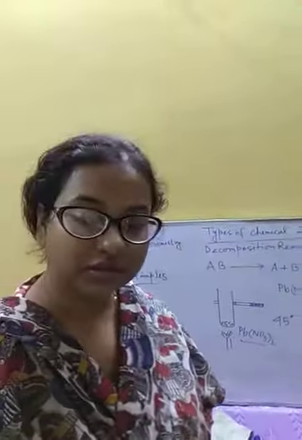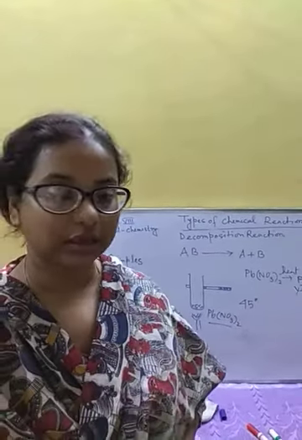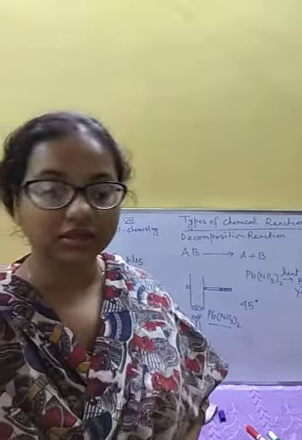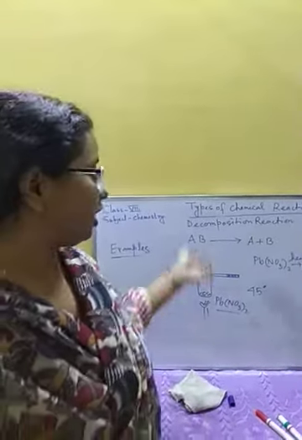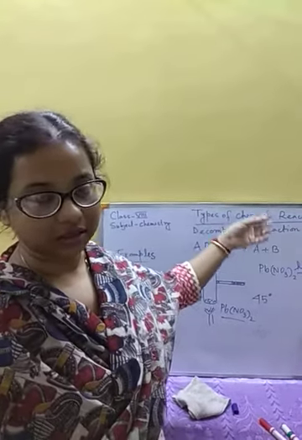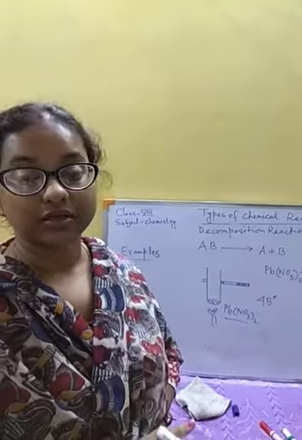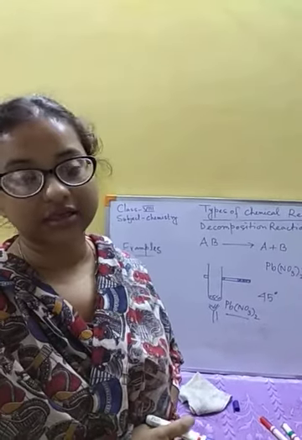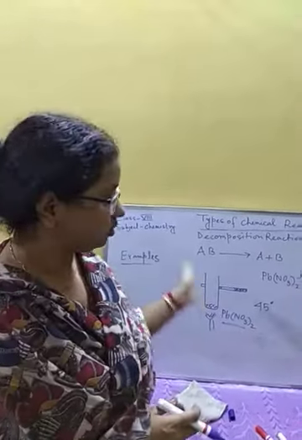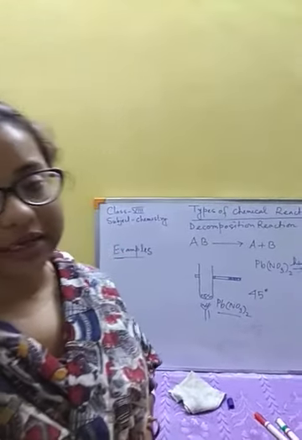Just go through these reactions, decomposition reactions are very easy. Just from AB we are getting A and B. Two or more simpler substances we are getting in this reaction. So here I am ending today's class.